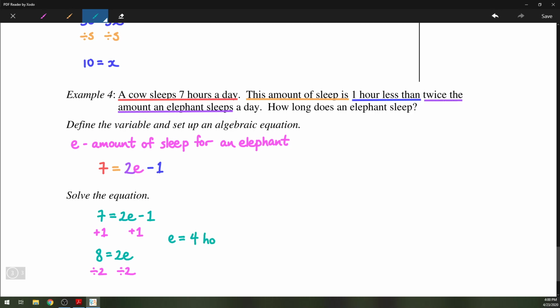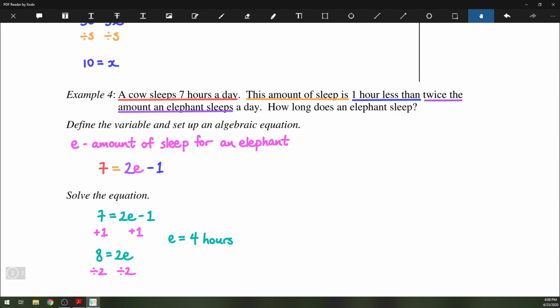Okay. So that's it for this type of two-step equations. Again, you want to isolate the term that contains the variable, and then you want to isolate the variable afterwards.